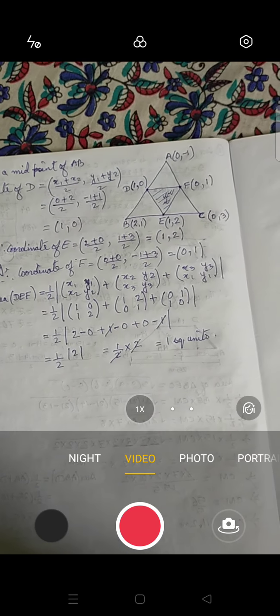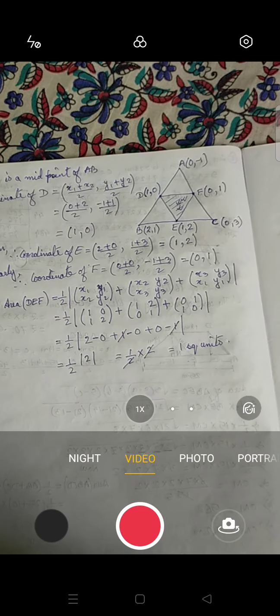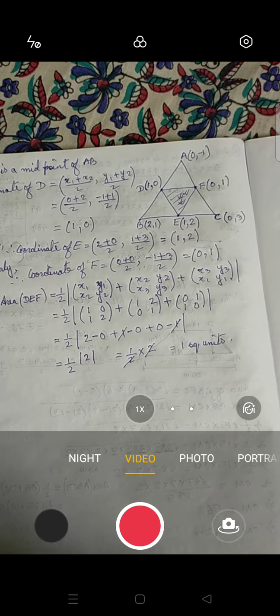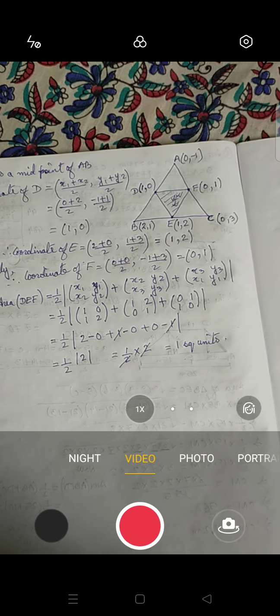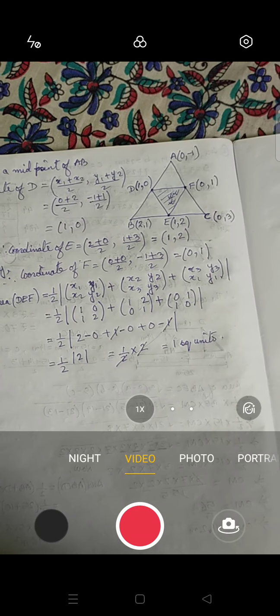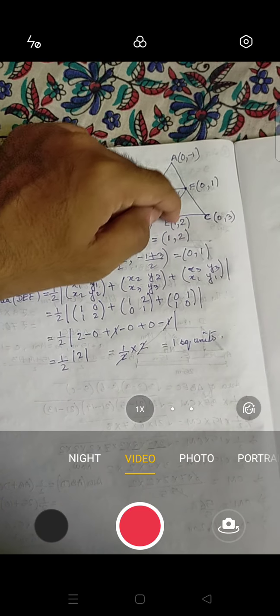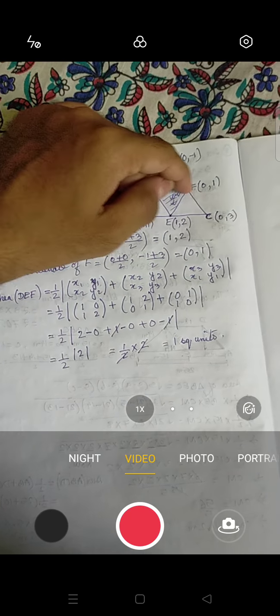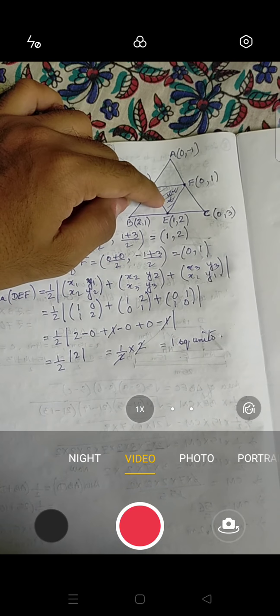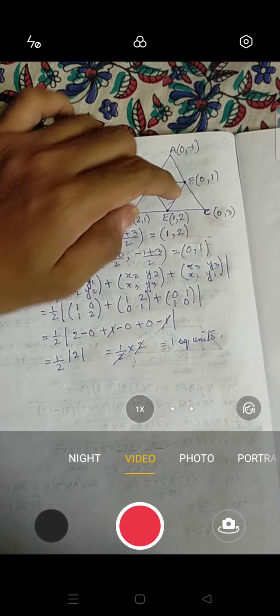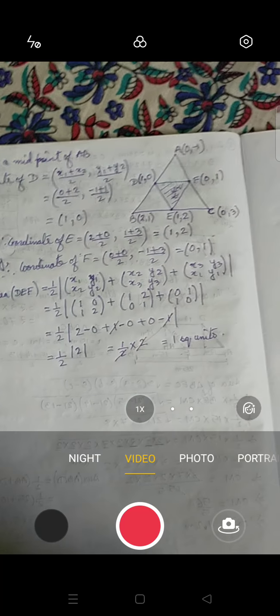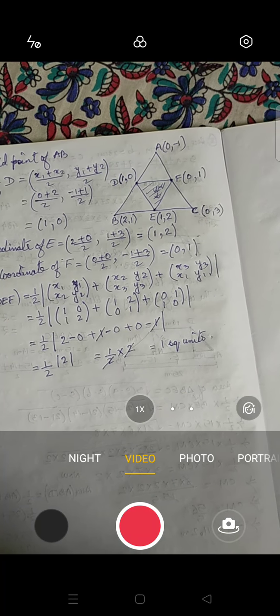Okay, now let's move to our question again. It was said to find the area of the triangle formed by joining the midpoints of the sides of the triangle. That means after joining the midpoints, whatever triangle you are getting, you have to find the area of that. We have got it. After that, let's see what they are saying.